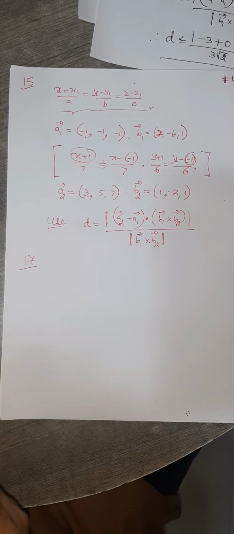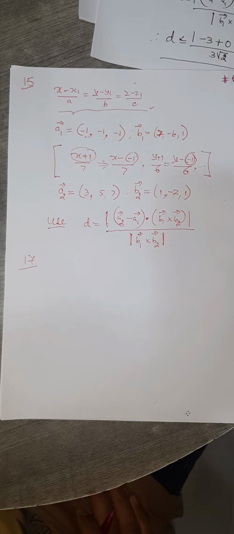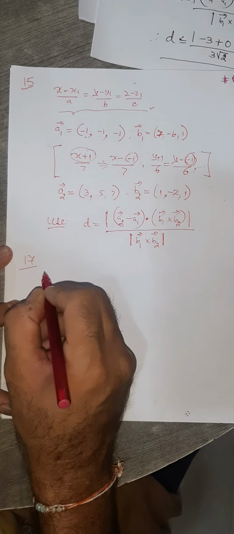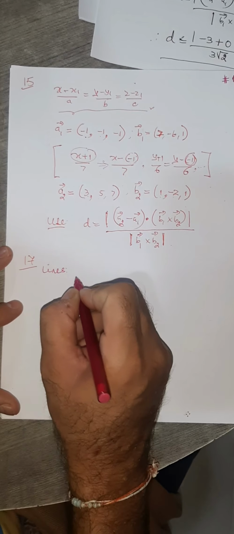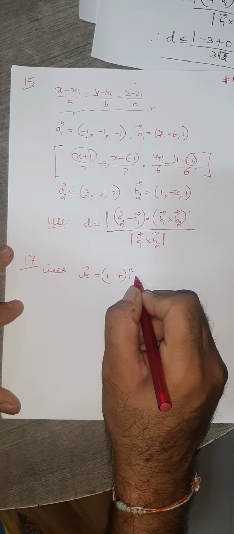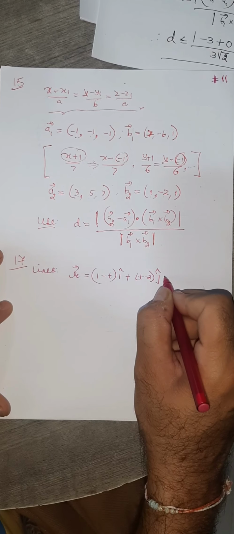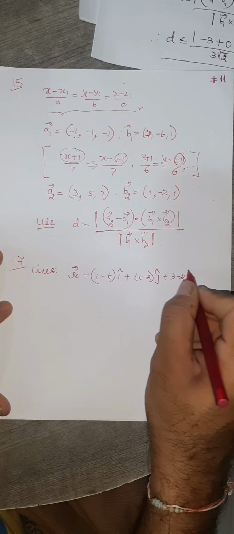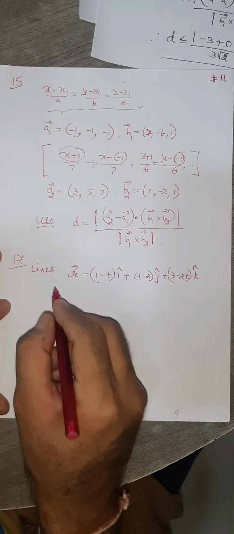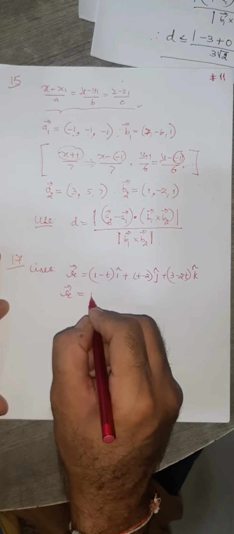In question number 17, you are given the vector equations of these two lines, but they are not in the standard form. It should be in which form? One vector plus scalar into the other vector. It is not in that form. So here the lines are this. The first line is this: (1 minus t) into i cap plus (t minus 2) into j cap plus (3 minus 2t) into k cap. So I'll just rewrite. What I'll do is open the bracket. 1 into i cap, which is i cap.